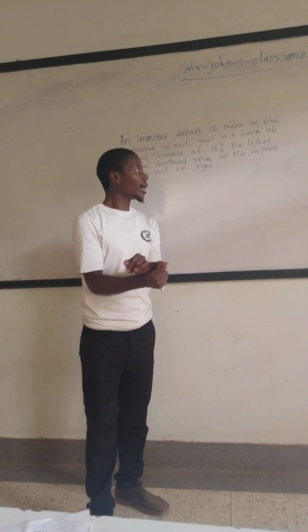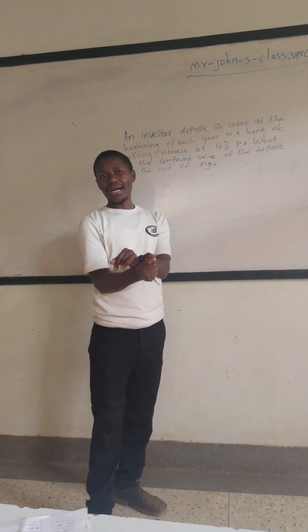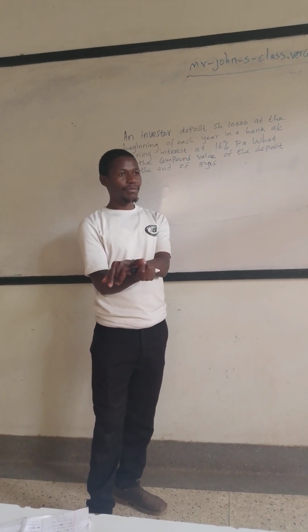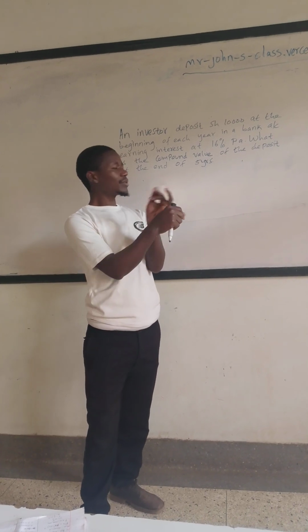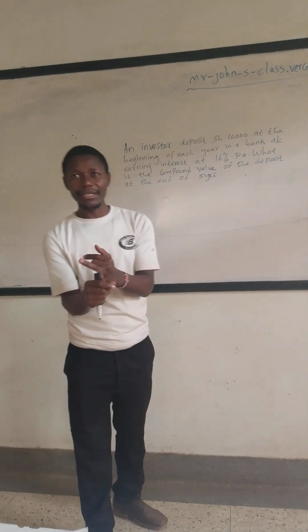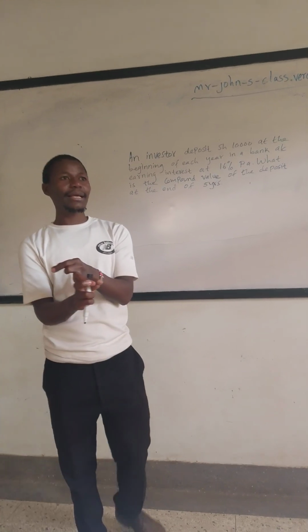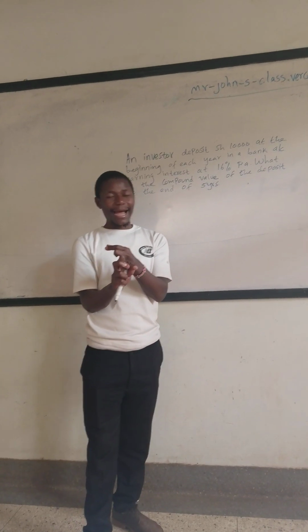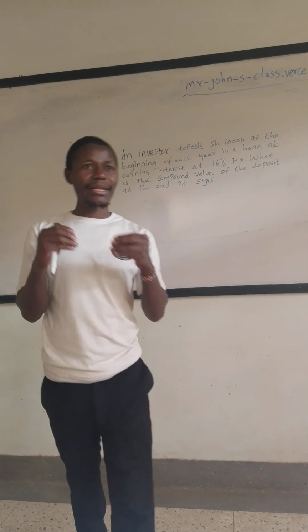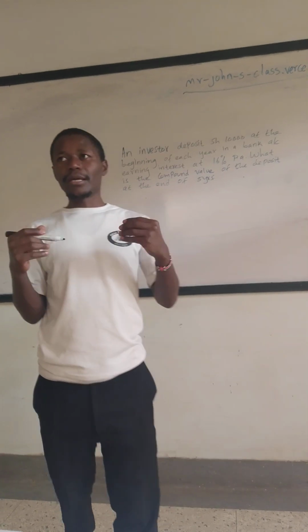When you deposit money in a bank paying interest after a given period of time, those annuities are made at the end of each and every year. Then we have type number two of annuity. It is called the annuity due, the ones that are made at the beginning of each and every year.